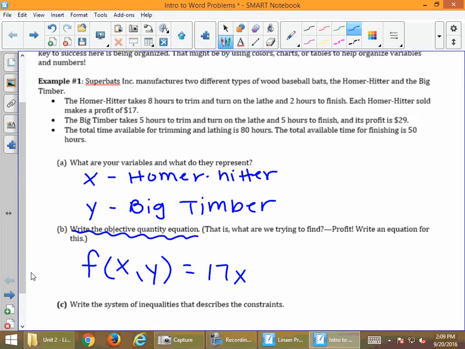Plus, how much money did they make off of Big Timber? 29. So we would just say 29y. Done. There's your equation. Because you're taking what you make per Homer Hitter, and you're taking what you're making per Big Timber, and you're adding them together. That's how you figure out your profit. It's literally just taking how much you make off the one item plus how much you make off the other item, and you make sure the correct variables are written next to those prices. Done. Questions over how we got there?